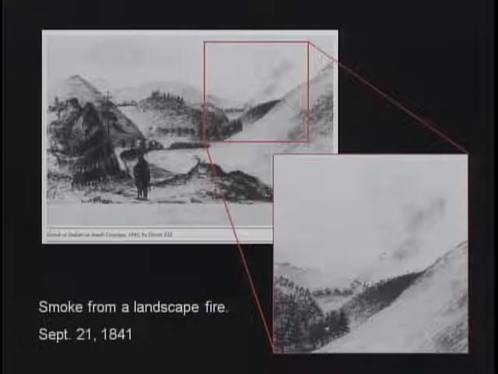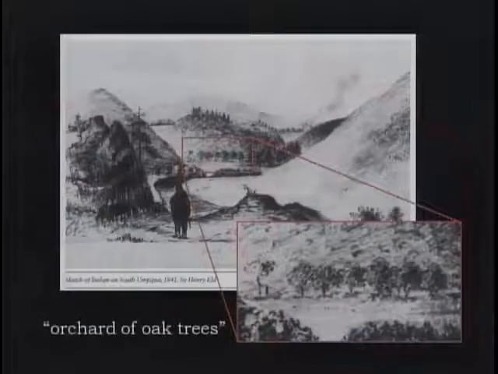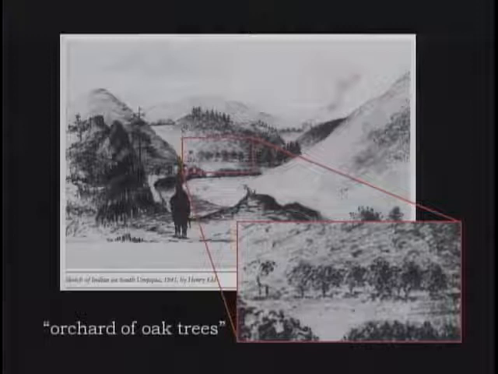And looking at the landscape now, it's an entirely different landscape than we see now. Those are almost all oak madrone forests with stands of fir and other conifers down in the draws. And so there was the landscape fire. And here's the orchard of oak trees that Henry L. wrote about. I talked to Chuck Jackson about this.